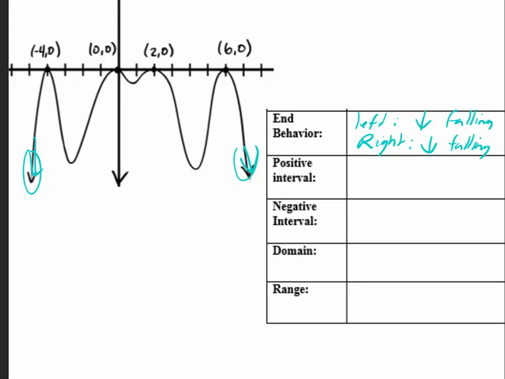Positive intervals, negative intervals. So if I'm looking here on the left, I happen to be below the ocean. So I am negative from negative infinity all the way from the left to -4. Now, I'm not negative here at this point because 0 is neither negative nor positive. It's kind of like a neutral point. So there's a break here. And then I'm down below all the way till here. So from -4 to 0.